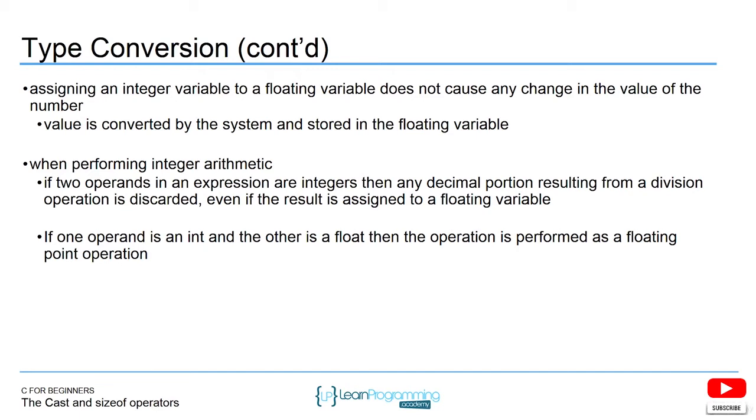It's going to discard all the result and put it in an int, because again, an int only stores a whole number. Right? So two numbers are ints and they're doing division. You're not going to get a floating point number. You're not going to get a decimal number.